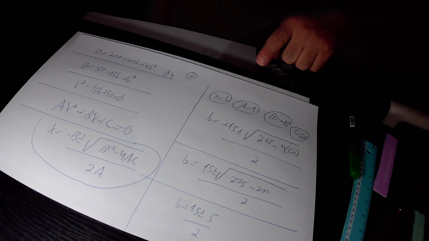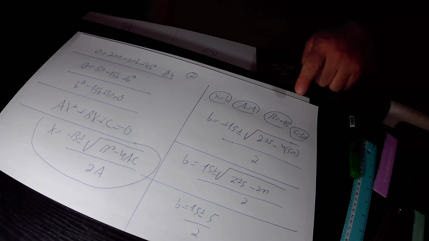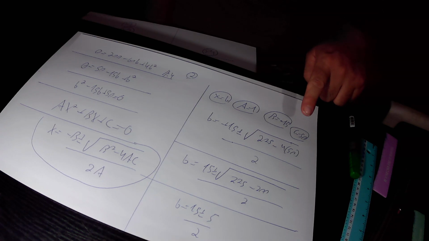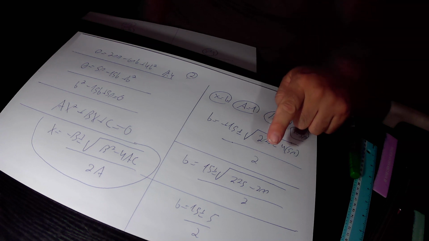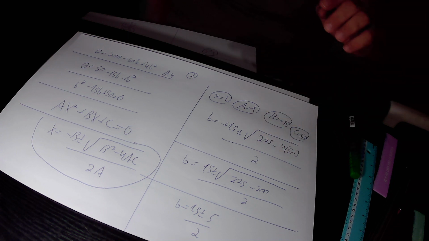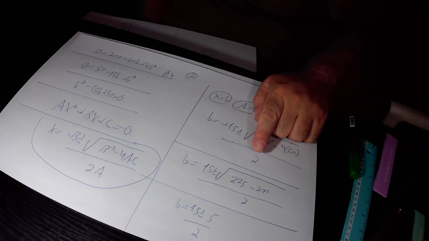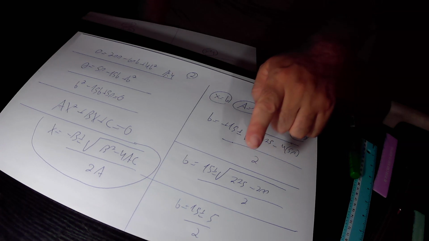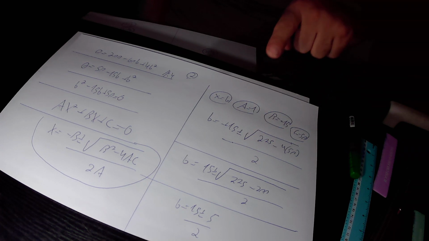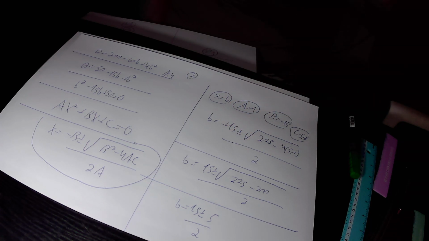So b equals 15 plus minus square root of 225 minus 4 times 50 over 2. Minus 4 times 50 is minus 200, so in total we have found out that b equals 15 plus minus square root of 225 plus 200 over 2. 225 minus 200 is 25, and the square root of 25 is 5. So in total b equals 15 plus minus 5 over 2. So here we have two possible solutions for b.